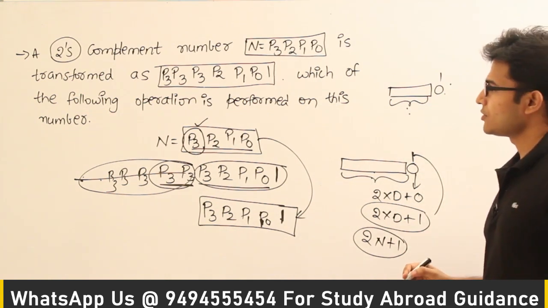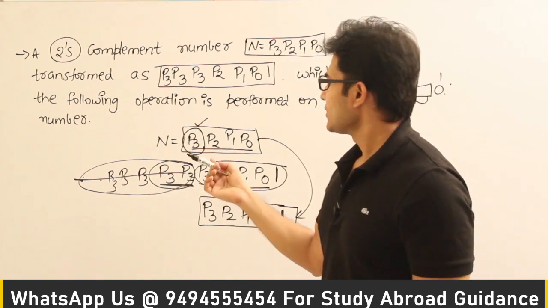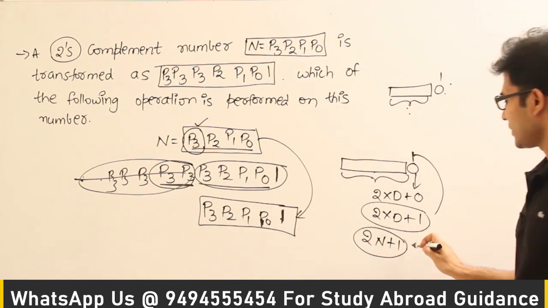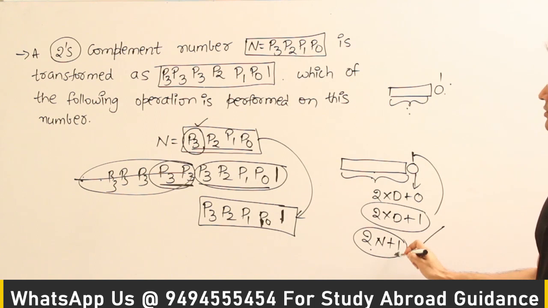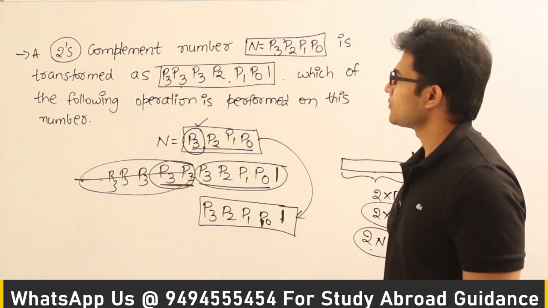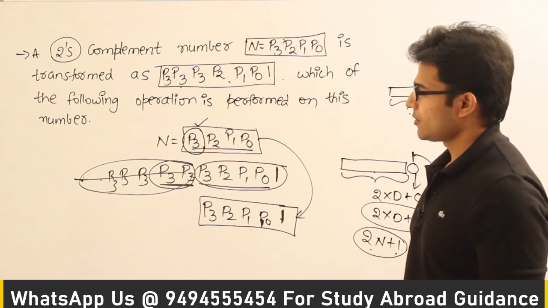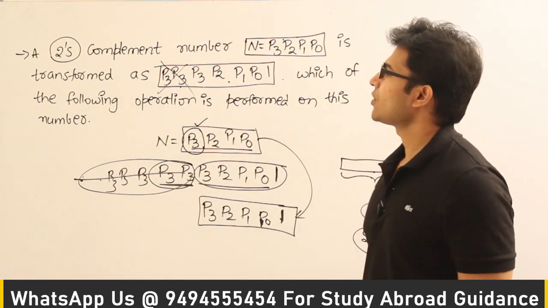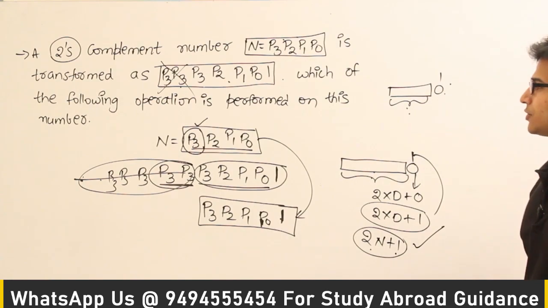Therefore what is the operation performed by this transformation? The operation is 2n plus 1, multiplying by 2 and plus 1. So if this number represents n, this number represents 2n plus 1. Got it? So what I mean to say is, these two bits are not necessary. Even if they are there, you can remove them.